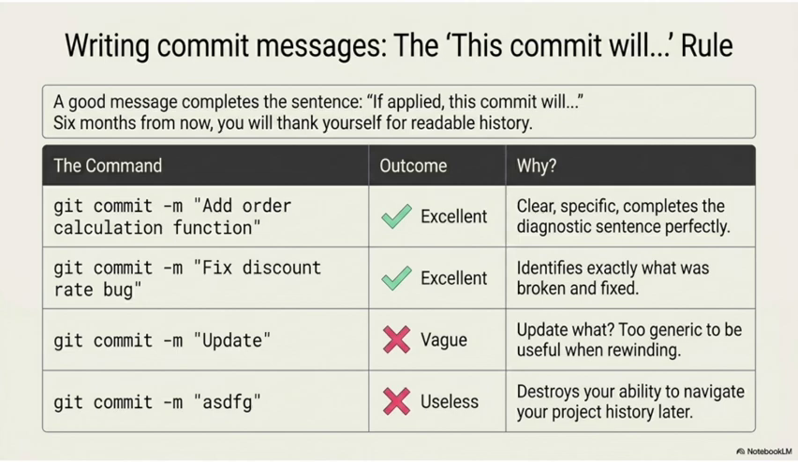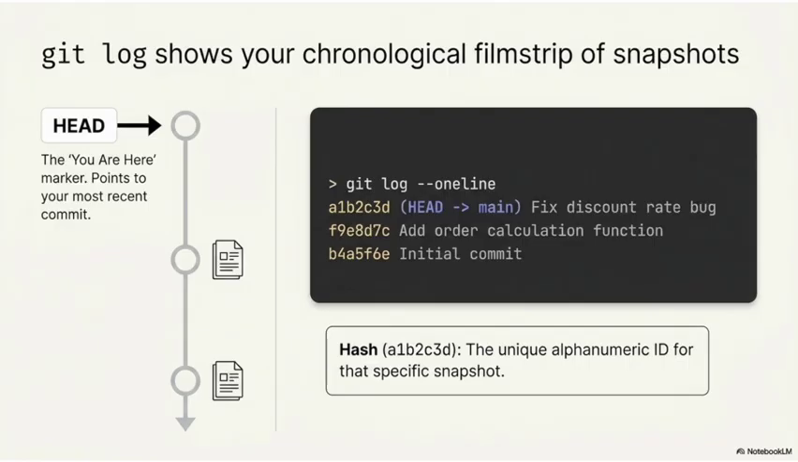Bad examples are "update," too generic to be useful when rewinding, and "ASDGF," which destroys your ability to navigate your project history later. 6 months from now, you will thank yourself for readable history. The commit log is a searchable timeline. Vague messages make that timeline useless. Specific messages make debugging and code review dramatically faster.